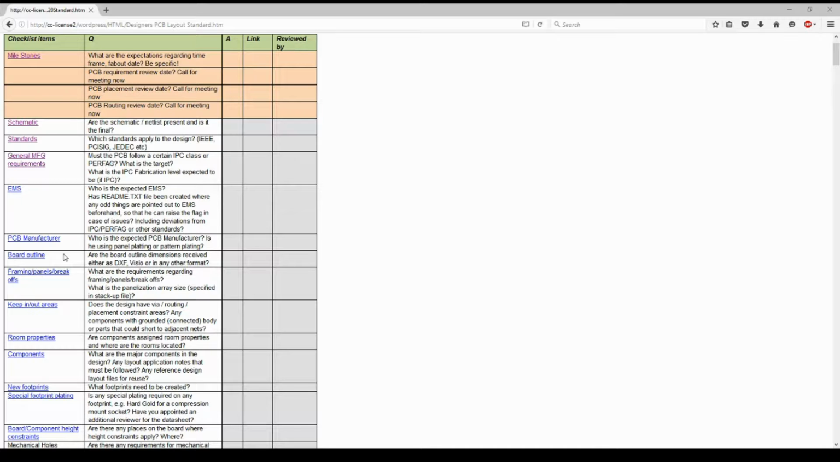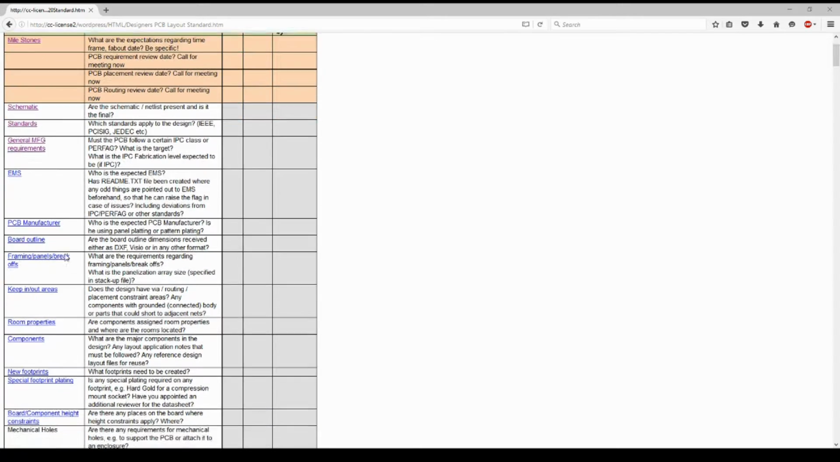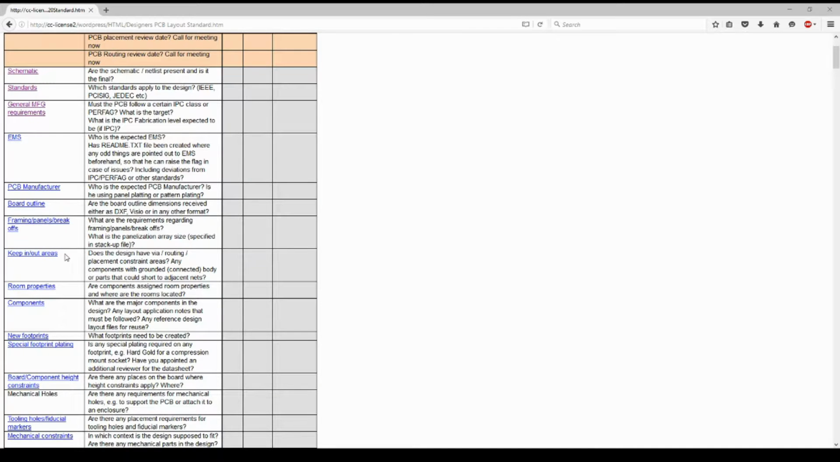And also sometimes if the PCB manufacturer is using a specific technology, that may also define how the constraints should be set. Now the next one is the board outline.